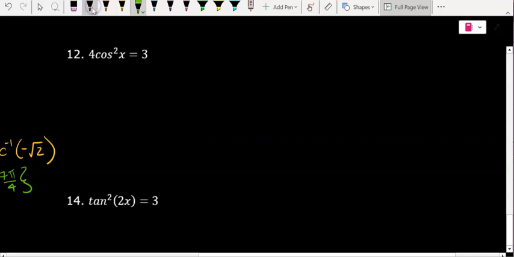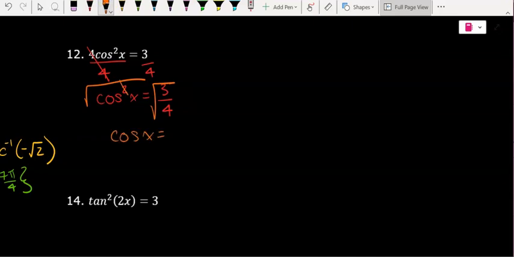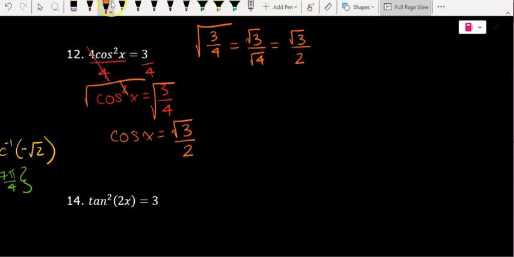All right, here for this one, I'm going to go ahead and divide both sides by 4. And that's going to get me cosine squared x is equal to 3 over 4. When I square root both sides, I've got cosine x is equal to square root of 3 over 4. So if this is what I have, this can be rewritten as the square root of 3 over the square root of 4, which is just equal to the square root of 3 over 2. And so now here, that's what I've got. Cosine x equals square root 3 over 2.